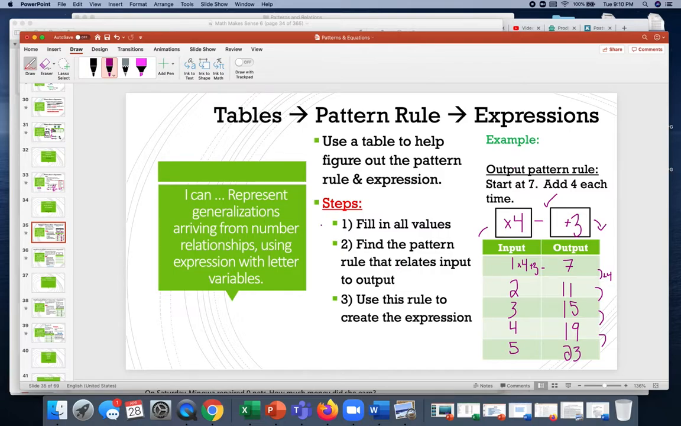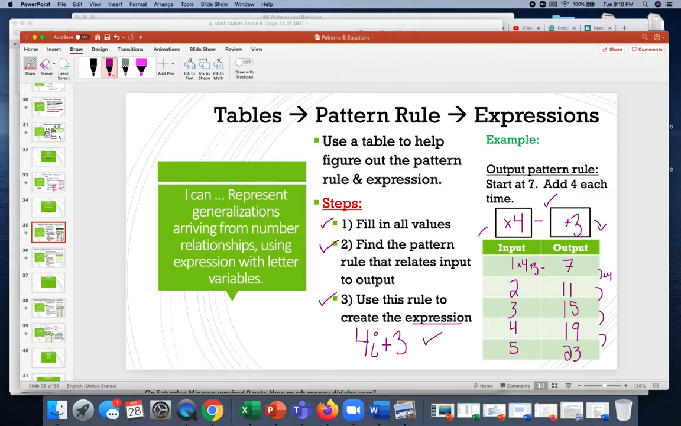So we've filled in the values. We've found our pattern rule. Now we're going to create the expression. This is what we did yesterday. It's the same thing. So we have 4, and then we attach our variable to the first part of the pattern rule. I'm going to put this as I because I have input. If you want to call it N, you can, or smiley face, that's fine too. And then plus 3. Ta-da, that is my expression.